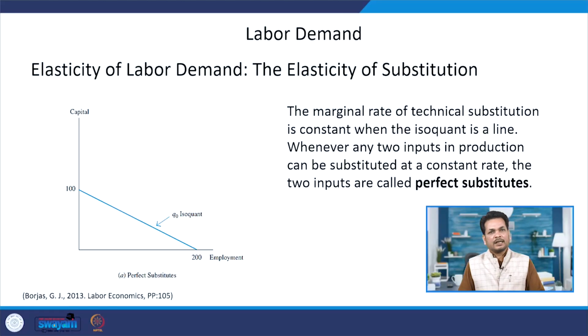While discussing the elasticity of labor demand, it is important to discuss the concept of elasticity of substitution. When we talk about the elasticity of substitution, it depends on the curvature of the isoquants, the production functions. When the marginal rate of technical substitution is constant, the isoquant is a straight line. Here in this graph you can see the isoquant is a straight line.